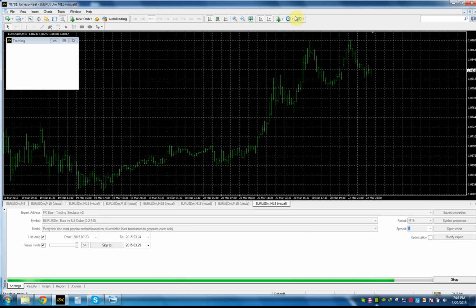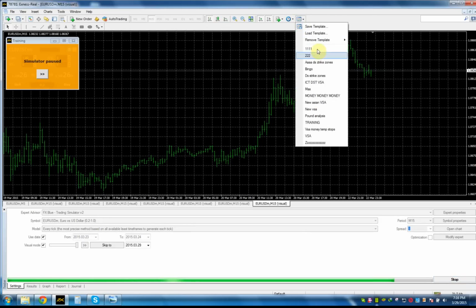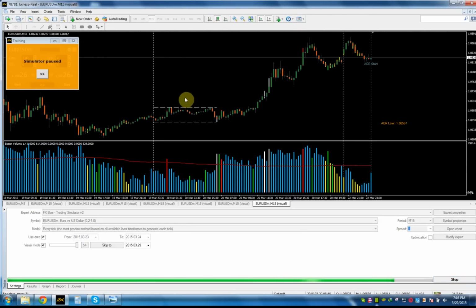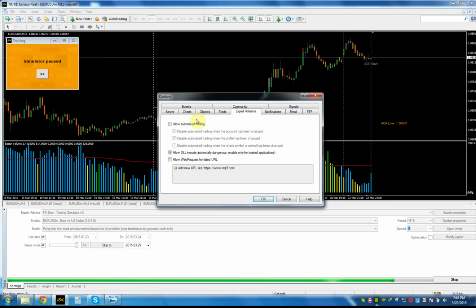So I put my template here, which is actually the trading template. Like I said, you get this simulator, download and install from a free website. It's free software. So you have to come here, make sure that in your properties here, you allow DLL imports. I had already checked that, I can see. And then you select okay.